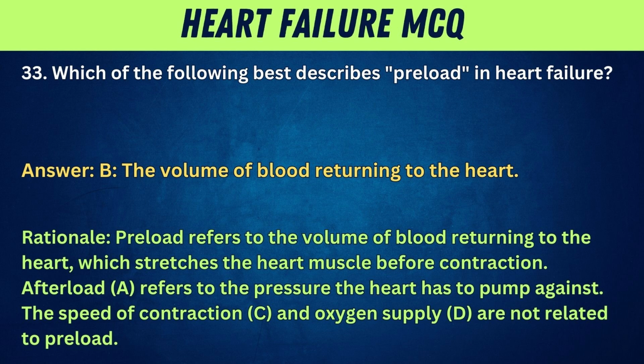Rationale: preload refers to the volume of blood returning to the heart, which stretches the heart muscle before contraction. Afterload, A, refers to the pressure the heart has to pump against. The speed of contraction, C, and oxygen supply, D, are not related to preload.